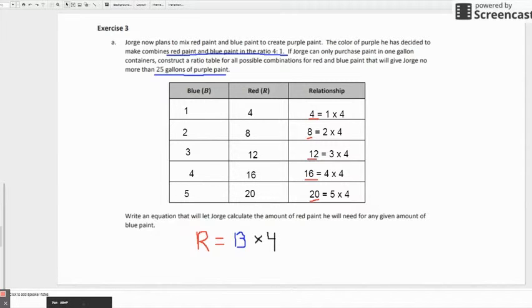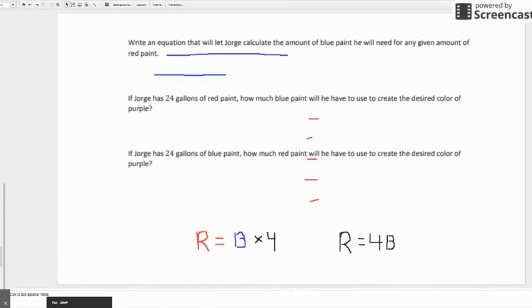Now, there's another way of writing this. If I'm still looking for the red paint, equals, well, if we have B times 4, sometimes we write it like this. You'll see it written like this, 4B. There you go. So red paint equals 4 times B. That's a multiplication problem. That answered the question of how we would come up with the red paint based on the blue paint. So let's go look at the next question.